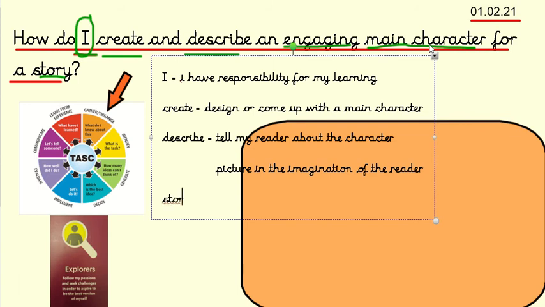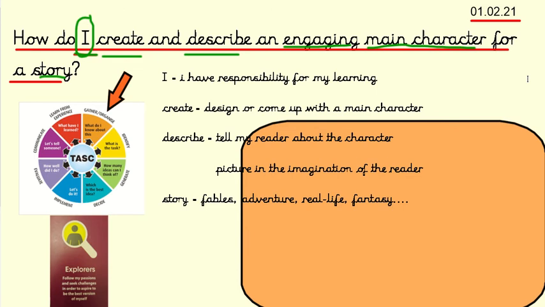Now a story, well, there are many types of story. We know of fables, we know of adventure stories, we know of stories that are set or based on real life events. We know that there may be fantasy stories. I'm going to put dot dot dot because I know that you will know of many more stories.